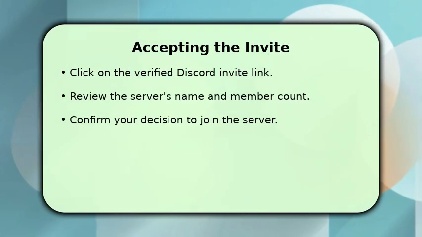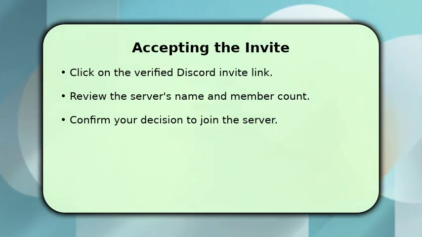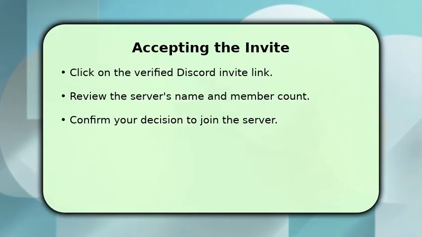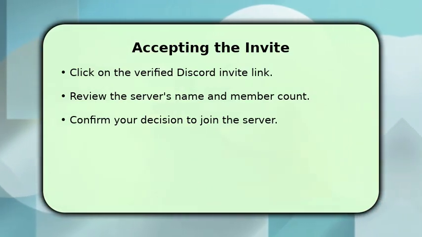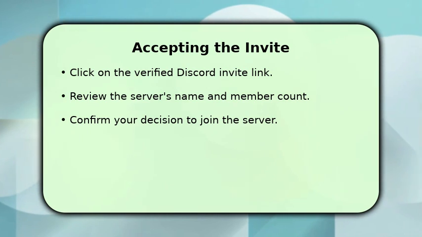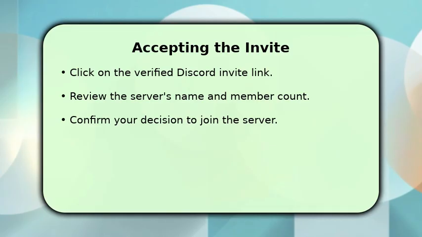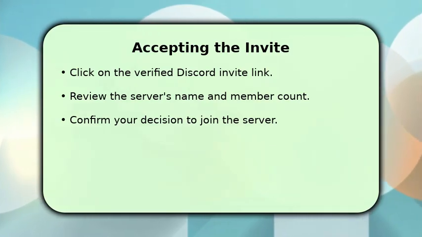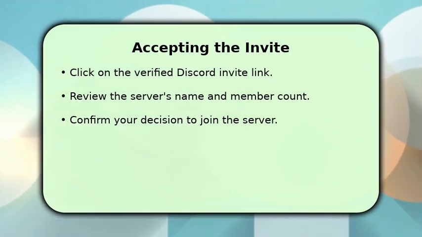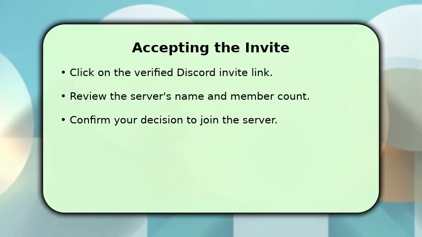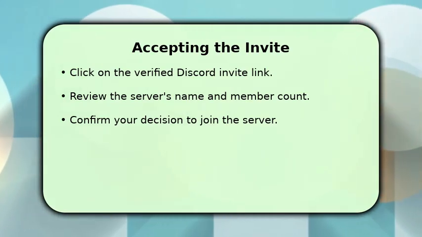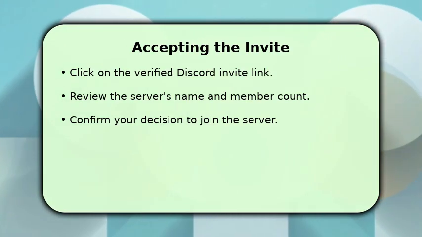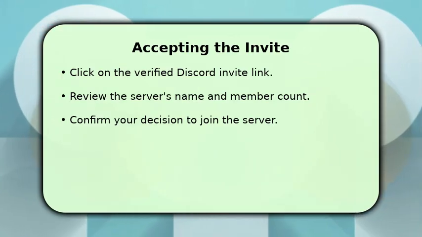Once you have a verified invite link, simply click on it. Your Discord application or web client will open, presenting you with an invitation screen. This screen typically shows the server's name, a brief description, and the current number of members. Take one moment to confirm this is the correct server you wish to join. Then, click the Join Server button to officially become a member of the AUT trading community. This action is usually instant.